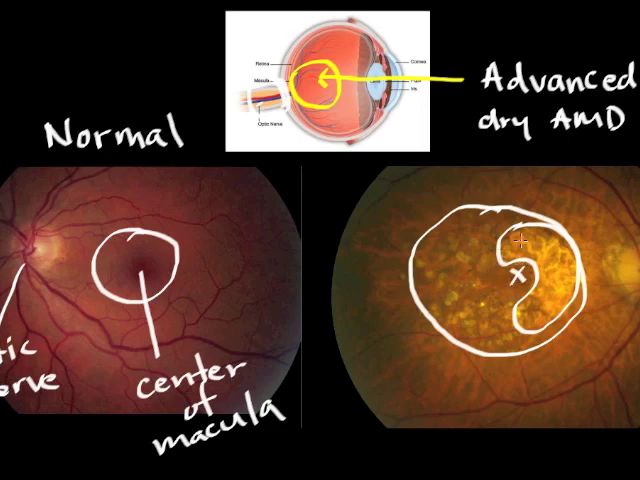Unfortunately, if this area of atrophy were to grow, let's say for example it grows in this direction right towards that X, then the patient will lose their center vision. So this is more advanced dry AMD. Some people also call this atrophic AMD. Next, I'm going to show you wet AMD.